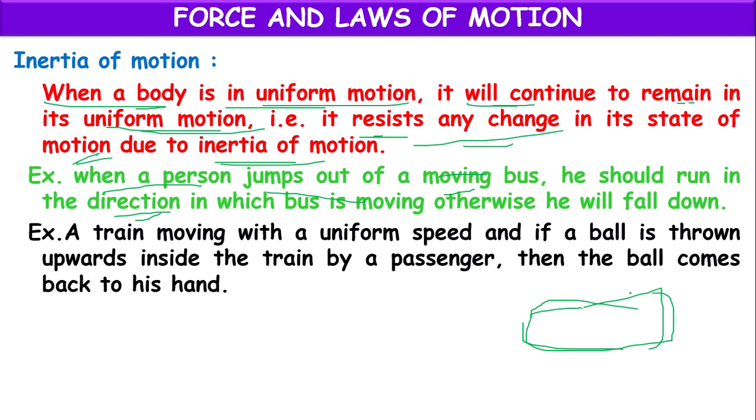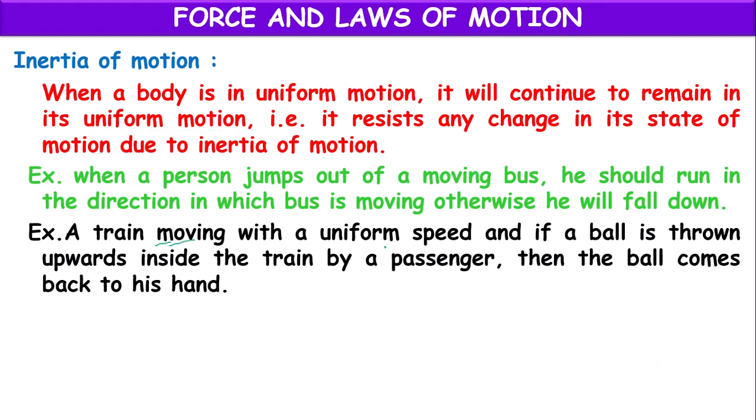After jumping down, they will run forward in the same direction of the bus for some time. Otherwise, what happens if they suddenly jump and stop? Previously, their body was in motion. Their body continues to move, and if they suddenly stop, their body will fall forward. So to avoid that, after jumping down, they will run in the direction of the bus for some time.